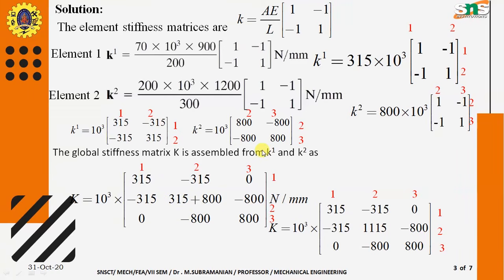Then the element 2 stiffness matrix, then 2 and 2 corresponding row and column. So nodal point 2 will be connected with element 1 and element 2. That's why 315 plus 800, minus 800, minus 800, 800. Add this value, 350 plus 800. Finally, we are getting the global stiffness matrix K for 10 power 3. The final stiffness equation is 10 power 3, 3 cross 3 matrix.